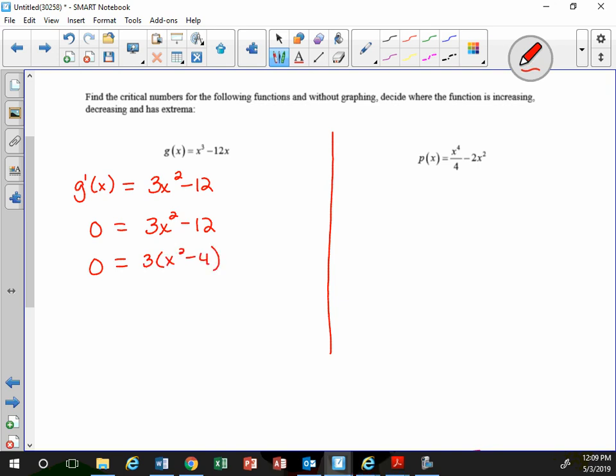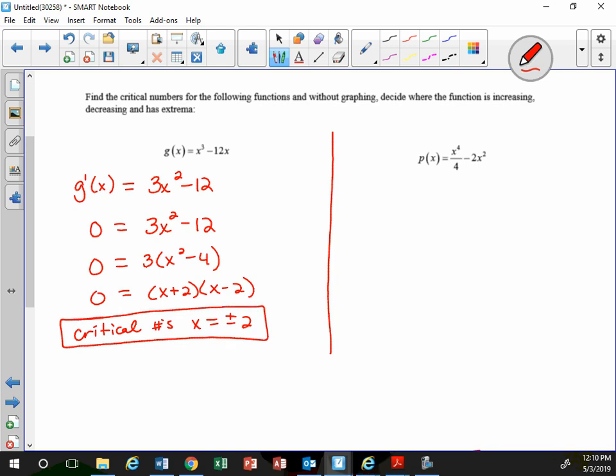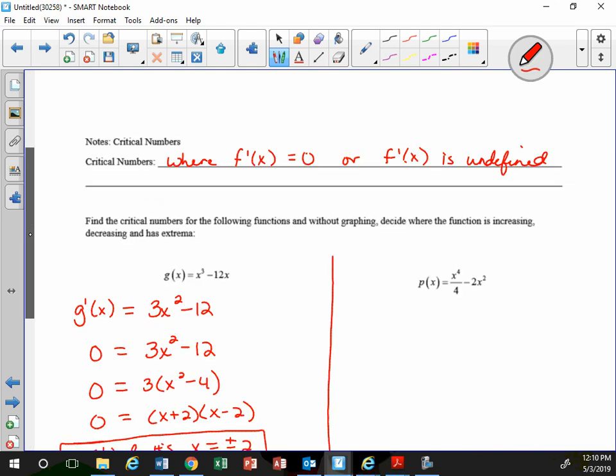Guys, does that 3 in front matter? No. I could just divide both sides by 3, right? This is not how you had to solve it, but this will help us with what we have to do next. So my critical numbers are x equals plus or minus 2. Okay, so that's one part. We're okay with that? Yes. All right.